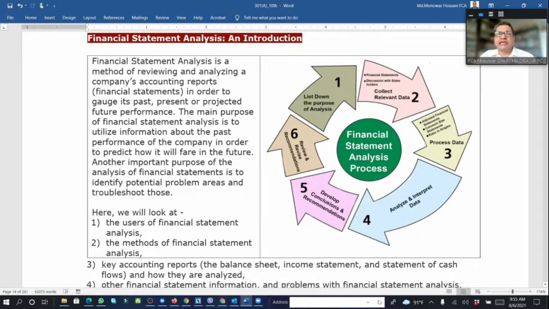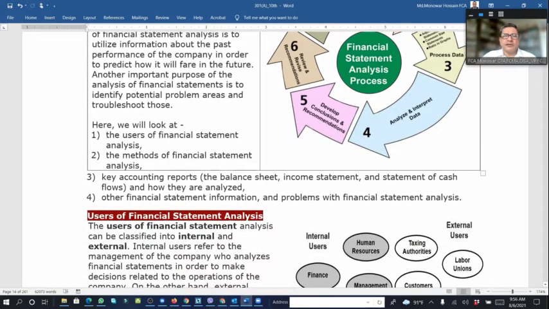Financial statement analysis is a method of reviewing and analyzing a company's accounting report in order to understand the past performance and the future performance.